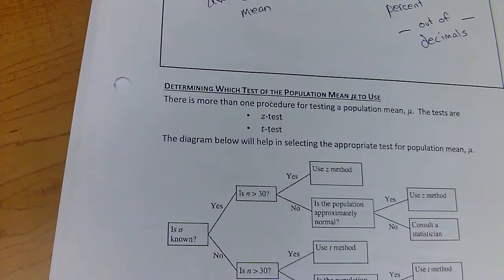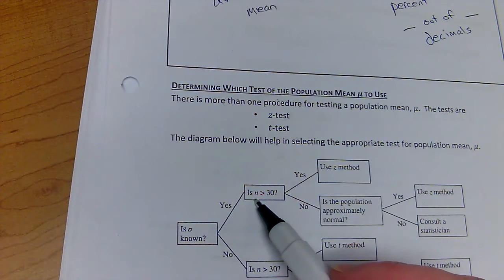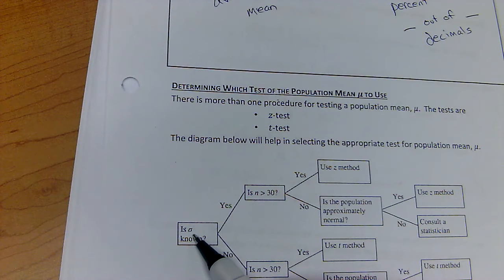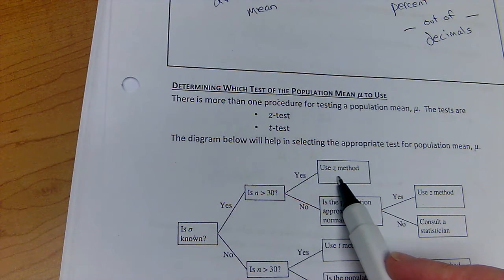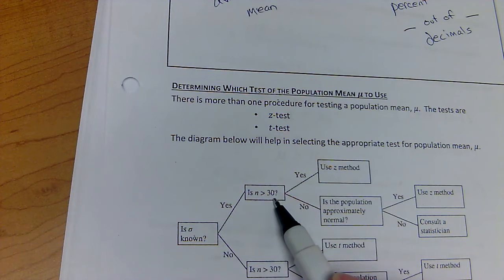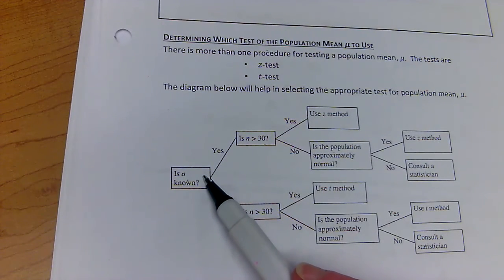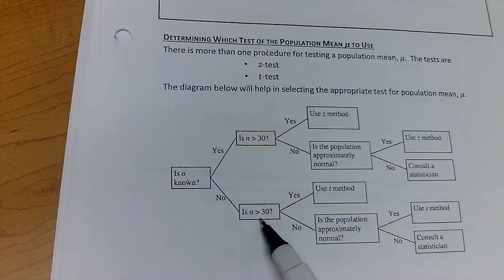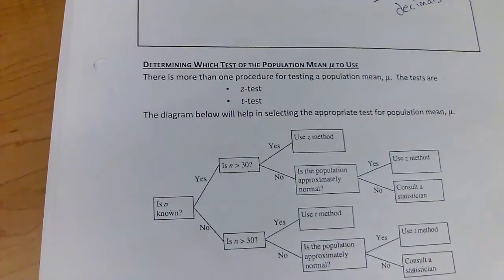And then there's a nice chart about which test you're going to use when you're doing the means. So remember that n has to be greater than 30. Now, if we know the population standard deviation and n is greater than 30, we're going to use the z method, the z-test. If it's not greater than 30, then we want to check to see if the population is normal. So we can use the z-test. If the population is not normal, consult a statistician. If we don't know the population standard deviation and our n is greater than 30, we're going to use the t-test, t-method. If it's less than 30 and the population is approximately normal, we can still use the t-test. So this is a good chart for remembering which test we're going to use.